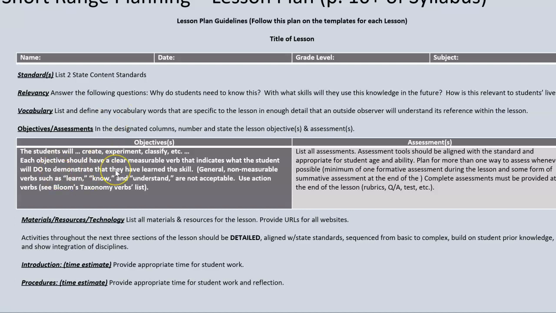Your objectives use Bloom's taxonomy verbs. So if you state the student will, try to use higher level verbs, not just the students will know or the students will understand, but verbs like the students will create or experiment or classify. They should be clear, measurable verbs that indicate what the students are going to do to demonstrate that they've learned the skill that you're teaching.